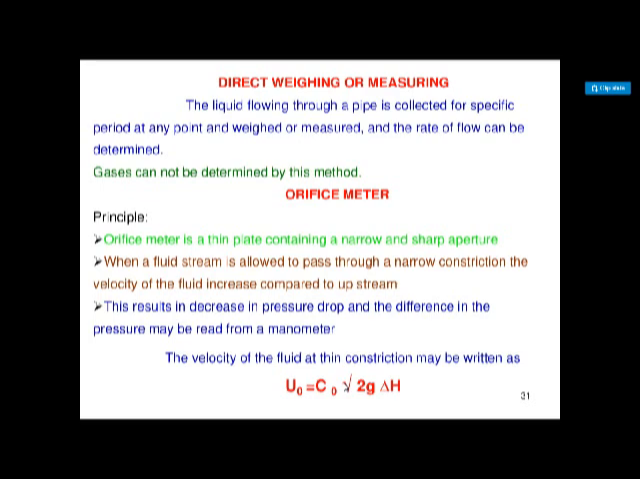The orifice meter is one of the flow meters used for the measurement of flow. What is the principle? The orifice meter is a thin plate containing a narrow and sharp aperture. When a fluid stream is allowed to pass through that narrow constriction, the velocity of the fluid suddenly increases compared to the upstream, resulting in a decrease in pressure and a difference in pressure.